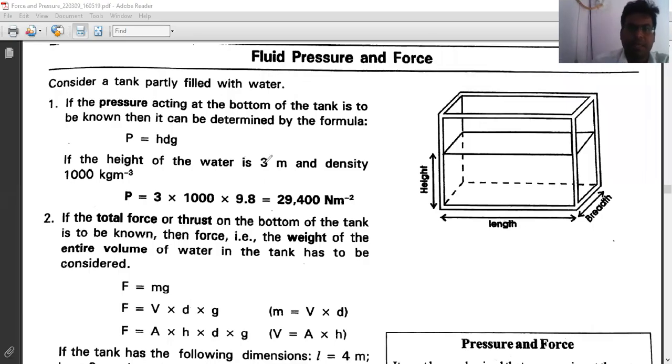So our next topic is fluid pressure and force, right? So we were studying about the force and pressure. So suppose a cuboid is taken having height h, length l, and width b.